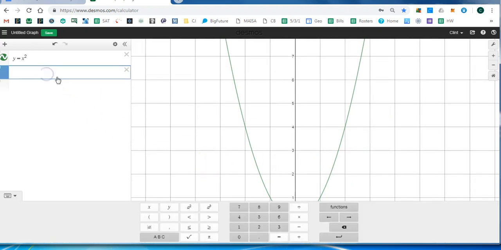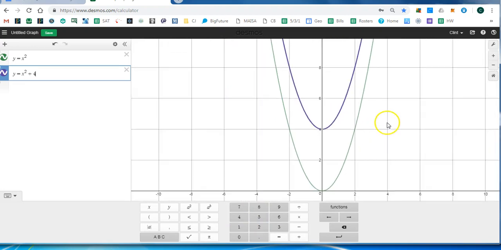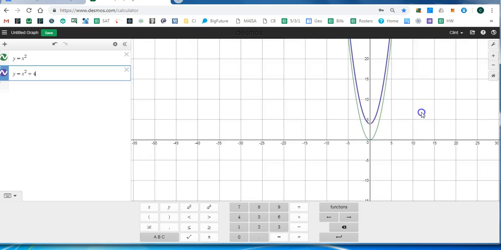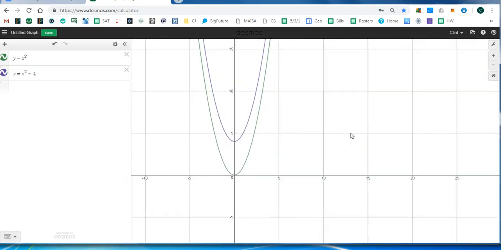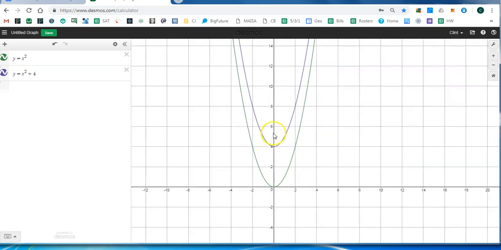Well, if I want to do a new one, and I want to show you about that moving up 4, I'm going to type this one too. I can go y equals x squared, and now I'm going to add 4. I'm just going to do this little +4 here. And I notice my new function, if I zoom in and out by scrolling my mouse, it's the same thing. It just shifted up 4 units.